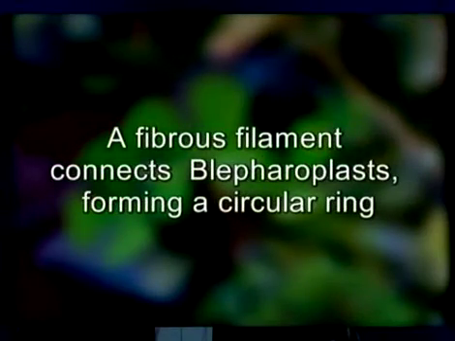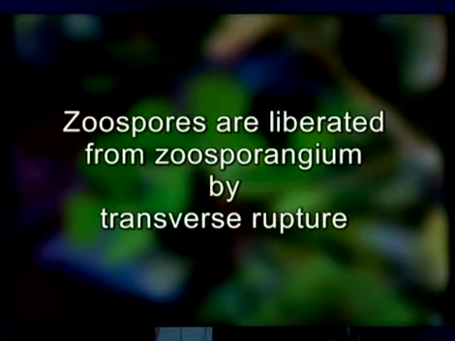This ring of flagella is produced from the blepharoplasts. These blepharoplasts are arranged in a ring-like structure. They are connected by a fibrous filament, forming a circular ring. From this blepharoplast ring arises a single flagellum from each blepharoplast. So a ring of flagella is formed around the zoospore at the upper end, just below the beak. These zoospores are liberated from the zoosporangium by the transverse rupture of the zoosporangium.